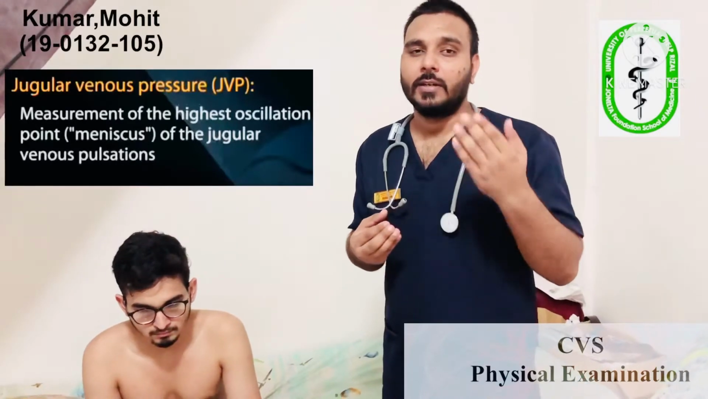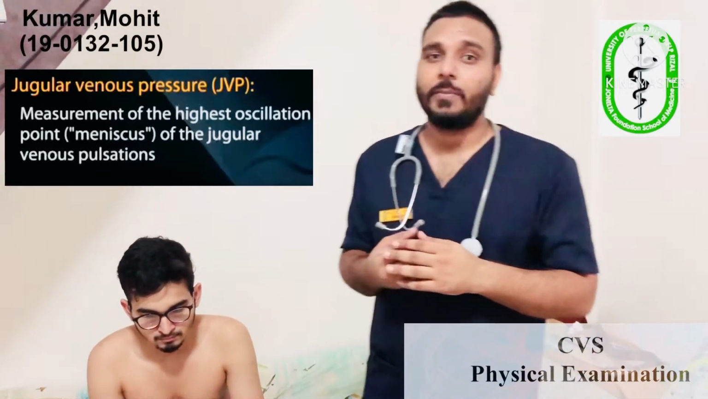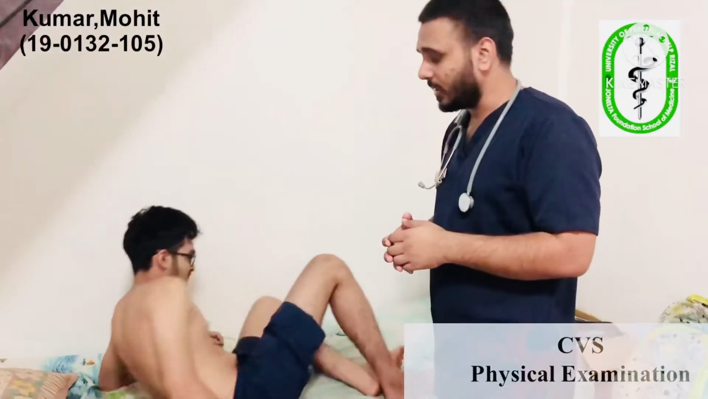Okay, so let's get started from the beginning, with the jugular venous pressure. For that, we have to make sure that our patient lies down properly on the bed, and the head of the bed should be inclined at 30 degrees. But we don't have that kind of bed, so we have a flat bed. So will you please lie down, and make sure our patient is in the supine position.